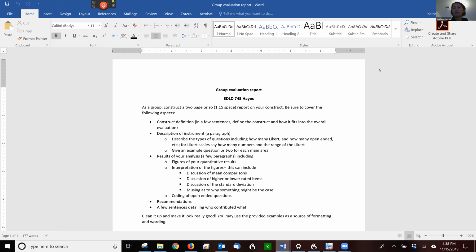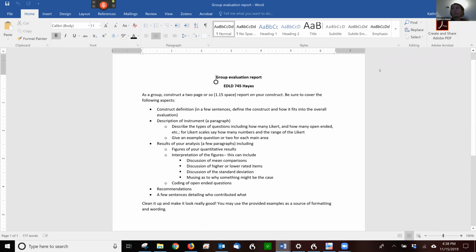And a few sentences at the end, just detailing who contributed what, so we can make sure everyone is contributing. And then clean it up, because I'm going to compile this and give it to the people running the program.